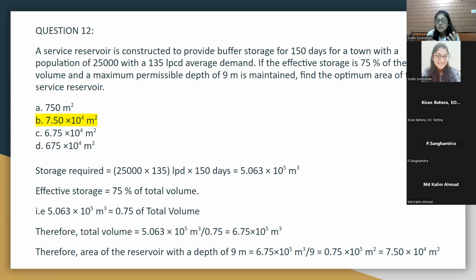When you say that, we talked about the hydrograph method, right? In that they are saying that the required storage is after calculating the demand and the supply. So for that purpose only we have to calculate the storage demand. That is for 150 days. The requirement is what we have calculated over here, the effective storage.